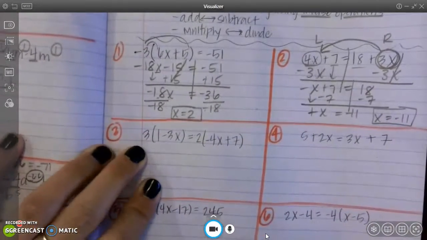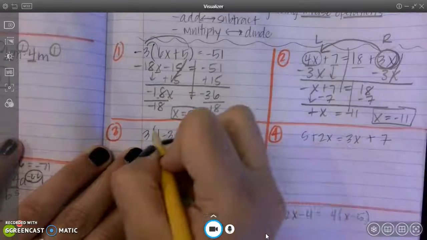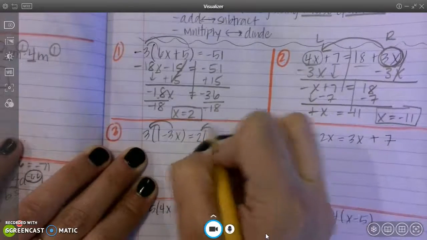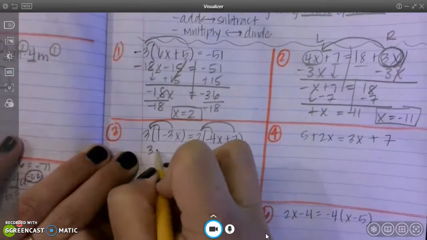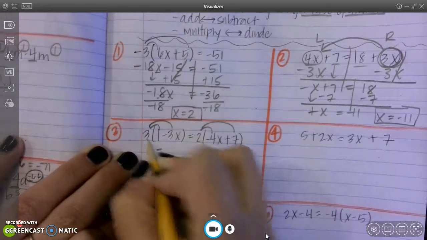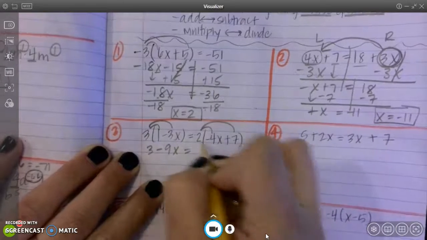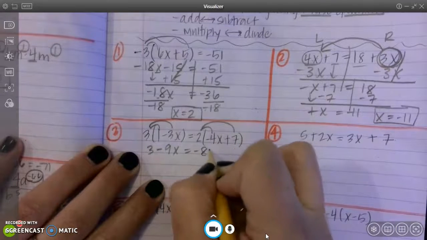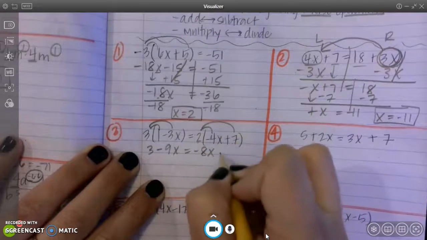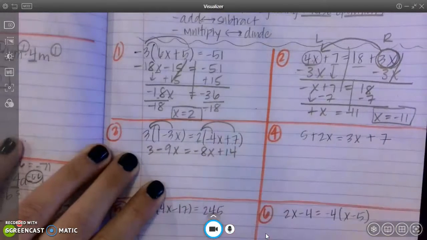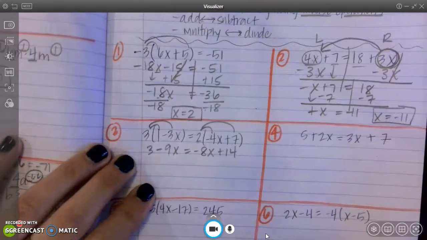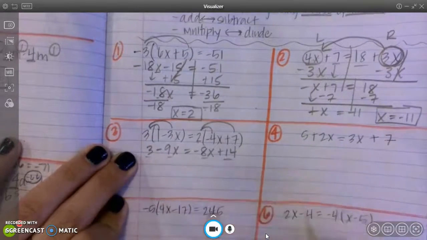Number 3. First step is to distribute. I'm going to distribute on both sides. 3 times 1 is 3. 3 times negative 3x is negative 9x. 2 times negative 4x is negative 8x. 2 times positive 7 is 14. I don't have anything to combine. These are not like terms, and these are not like terms.